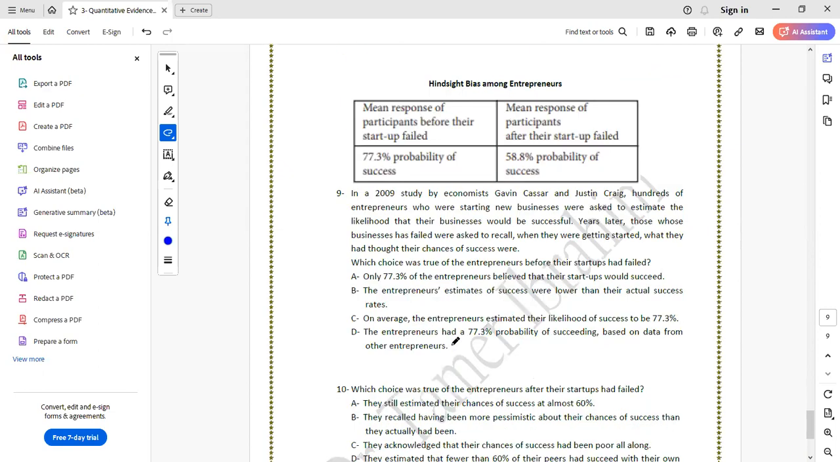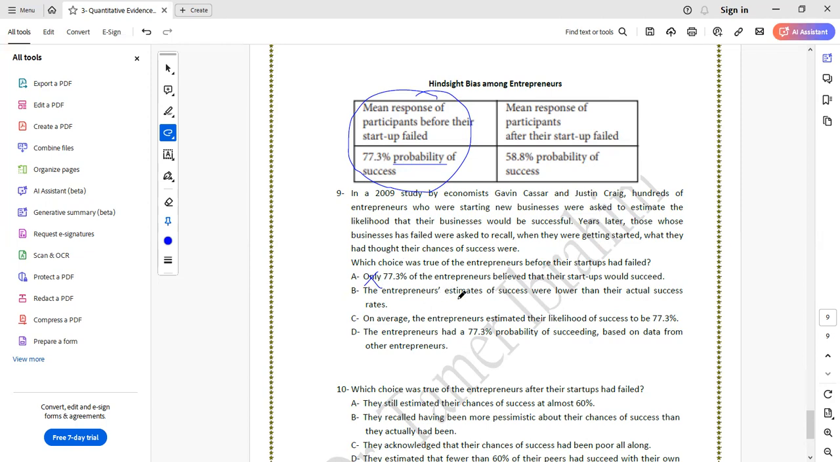For number 9 and 10, it's a little bit harder. It says here, which choice was true of the entrepreneur before their startup had failed? Before the startup had failed. So I'm talking about this right now. And we know that it's a 77.3% probability of success. Let's find now each one. Only 77.3%? No, it's not only. This is a probability. Probability is not only. It's not exact.